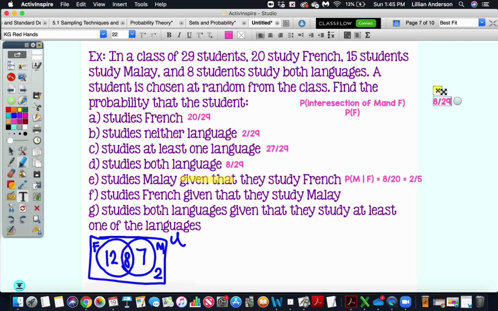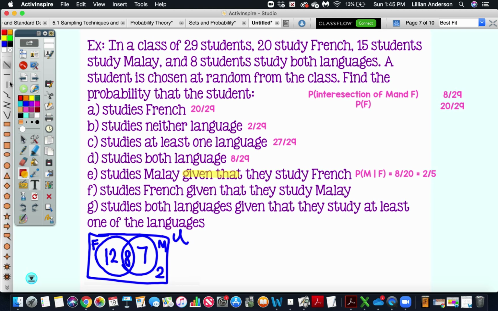That's actually what our numerator is, because that represents the intersection. The probability of F, the probability that a student studies French, well, that's 20 over 29. So before we even simplify any of this, I'm just going to do this real quick so you guys can see it. This is what we have. This is using the actual formula.